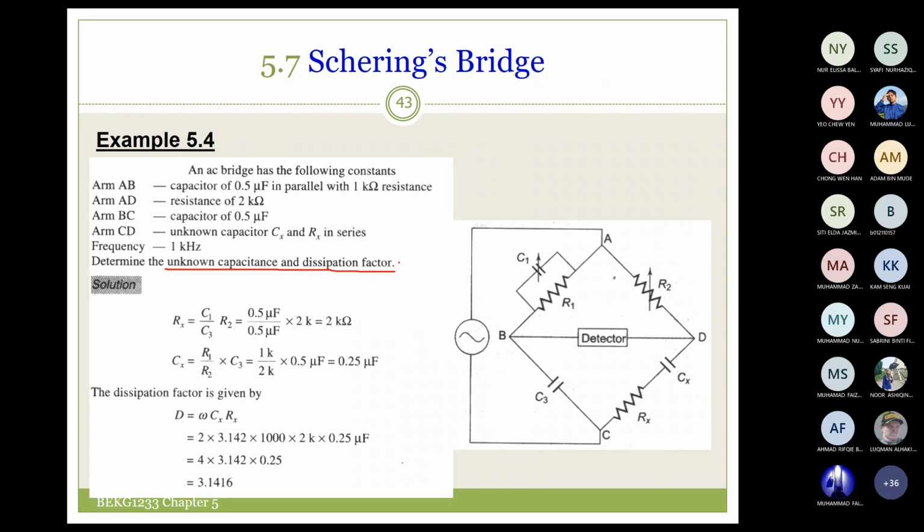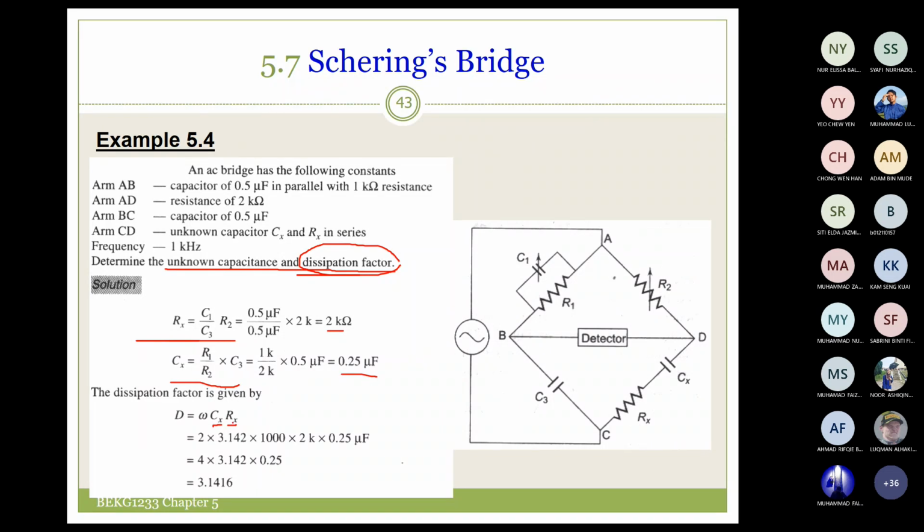In order to know the dissipation factor, we have to know the values of Cx and Rx. So we can use the formulas that we derived. Rx is equal to C1 over C3 times R2, and Cx is equal to R1 over R2 C3. Then we just put in the values, and we find that Rx is 2 kilo ohm and Cx is 0.25 microfarad.